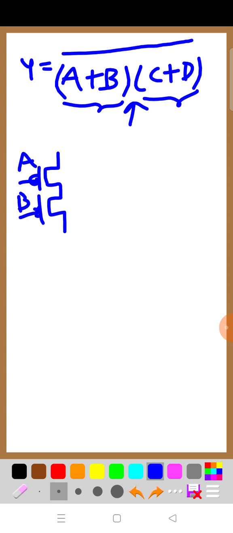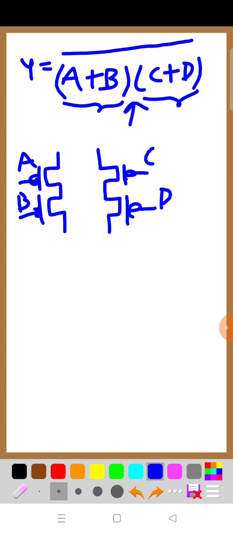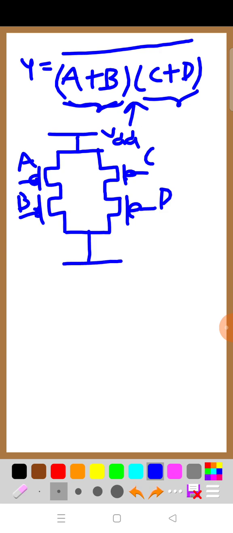Series is completed and another series should be maintained. This is C and this is D, and these two should be in parallel. Is it clear, all of you? This is VDD. Now if you talk about the NMOS section, since these two should be in series, therefore here these two should be in parallel.